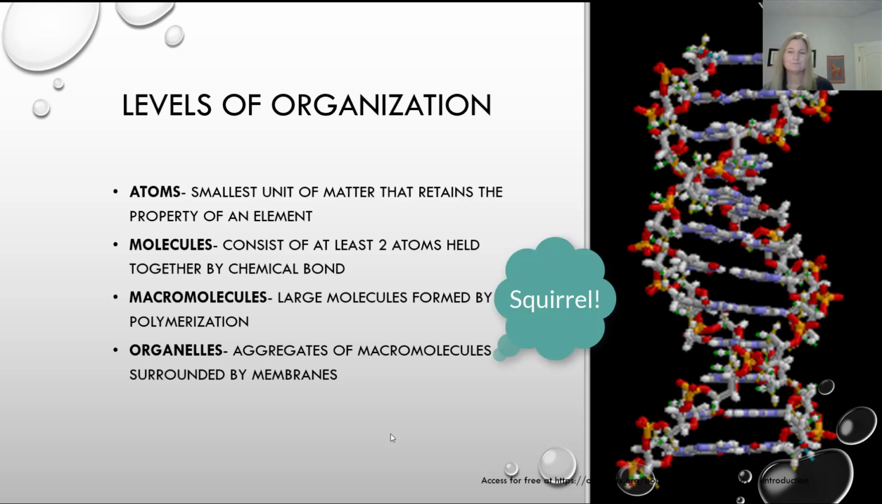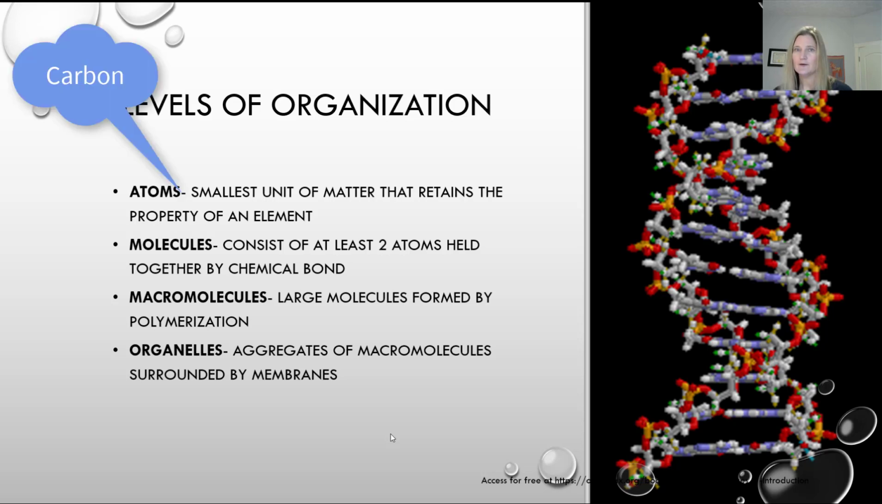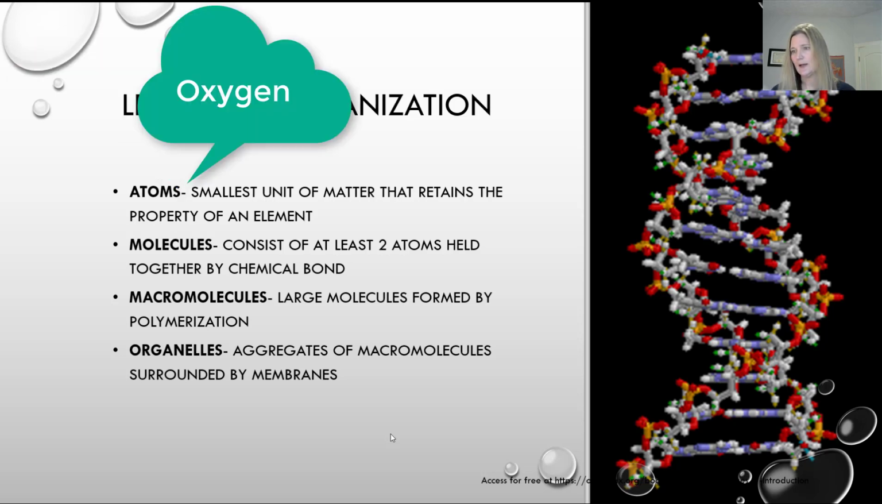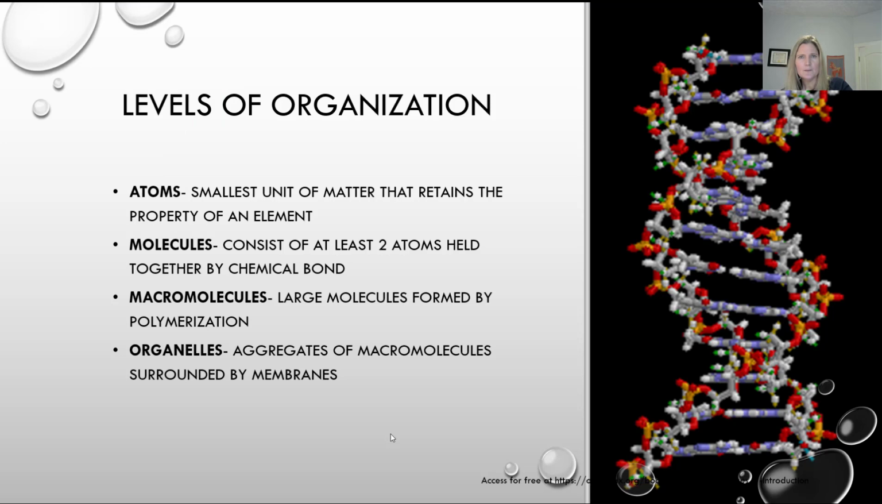So that organism, I can look at the smallest component within that organism and get it all the way down to a single atom. So what is an atom? An atom is just the smallest unit of matter that retains the properties of an element. So I could think of an atom of carbon, an atom of oxygen, an atom of calcium within the eastern gray squirrel. Now, if I put two or more atoms together, I form a molecule.